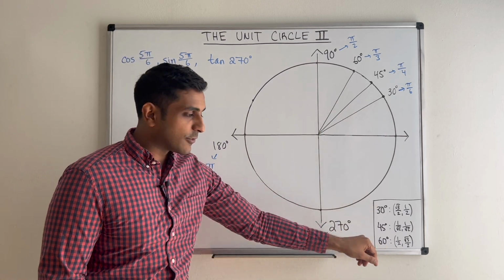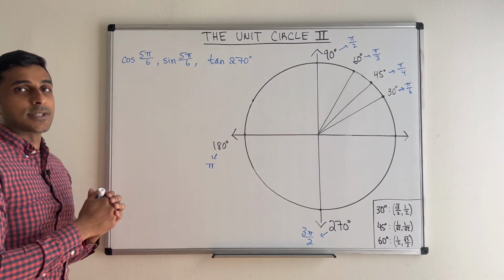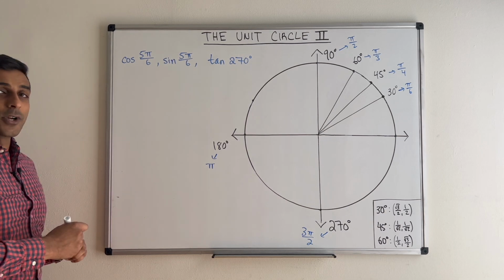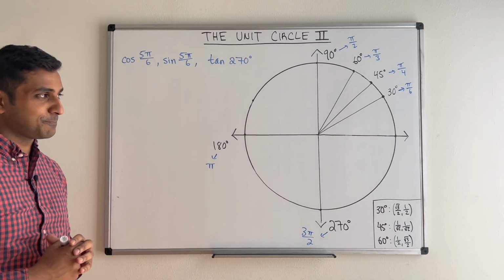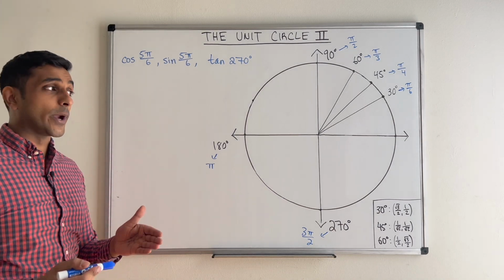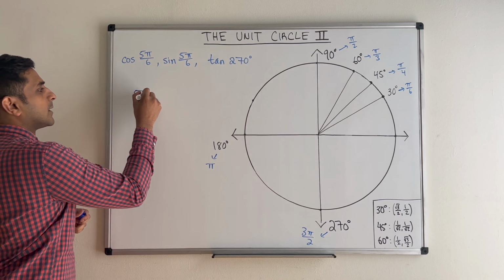So we could assemble that information over here, and using this information, we can actually figure out each of these 3 trig values. So let's go ahead and do that. So cosine of 5 pi over 6, what's that? Well, first we need to think about what is 5 pi over 6? Where is 5 pi over 6 radians on the unit circle?